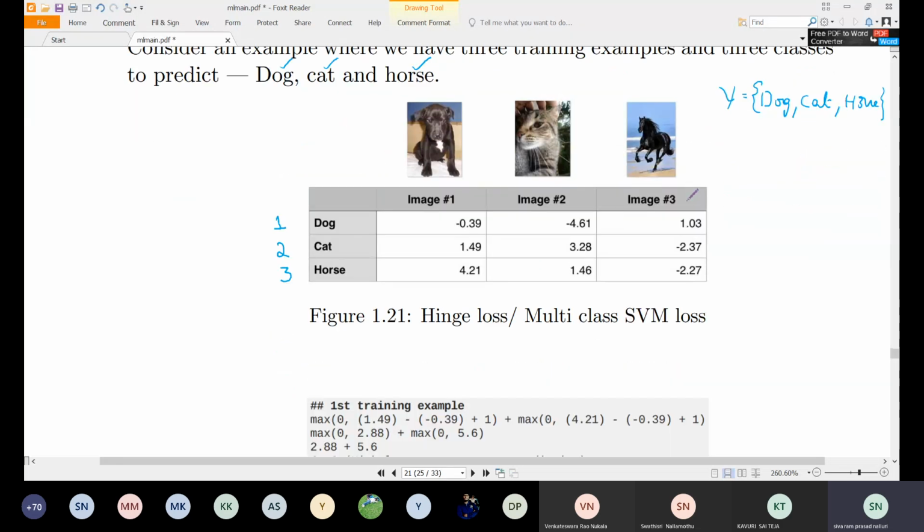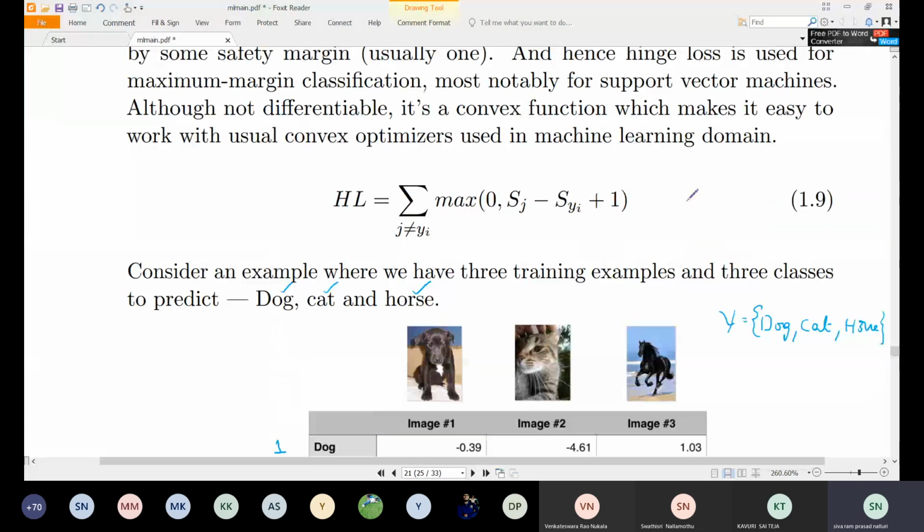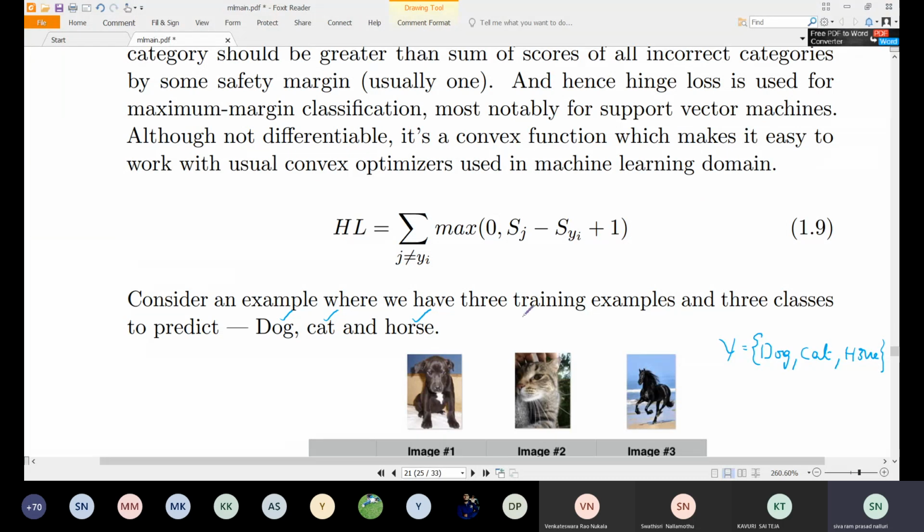Okay. How do we calculate hinge loss? Hinge loss is calculated with this formula. Look at the formula to calculate the hinge loss. Hinge loss is given by the maximum value of 0 comma, either the first term or the second term, and sigma of all these things. What is this j not equals to yi? j not equals to yi.